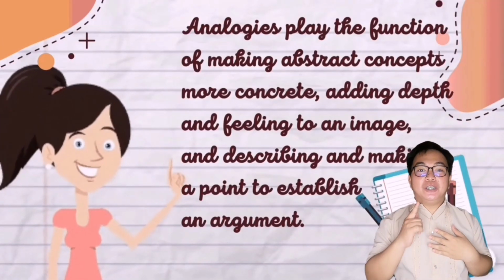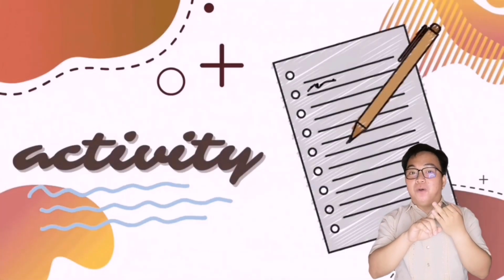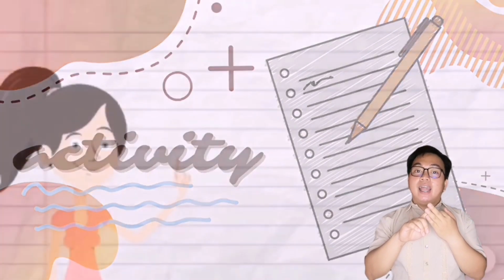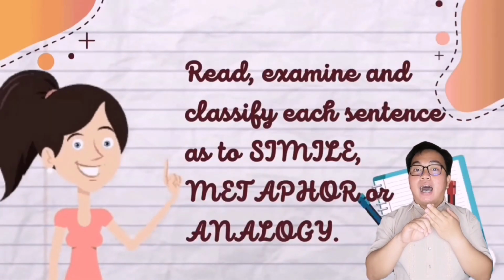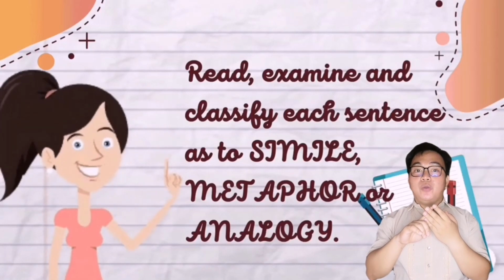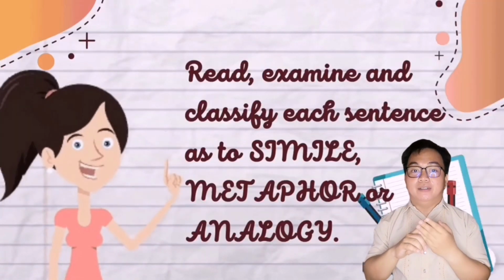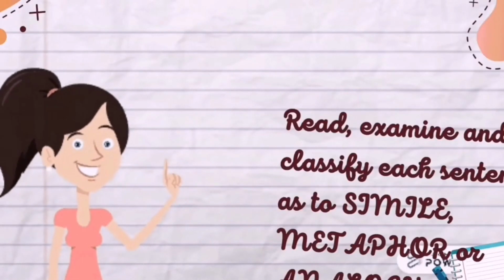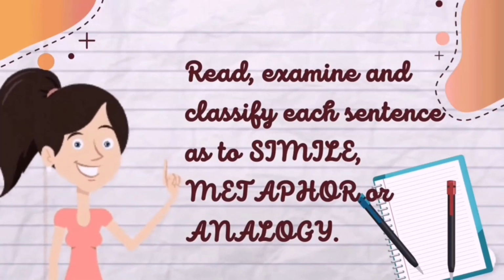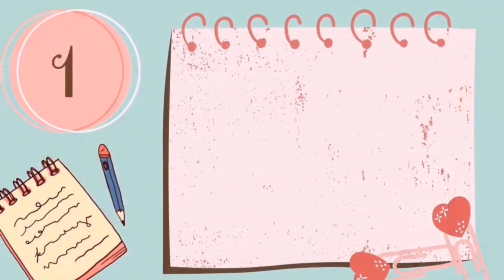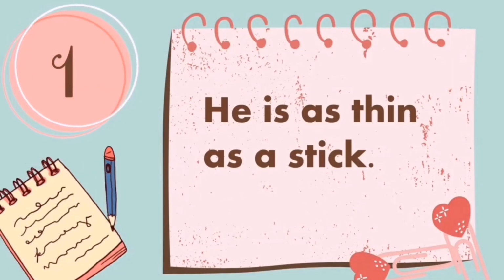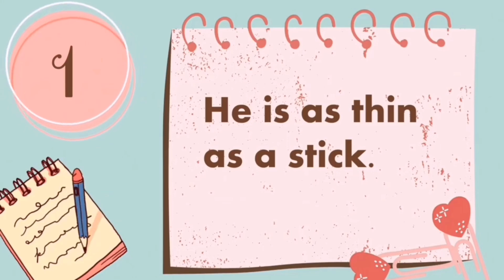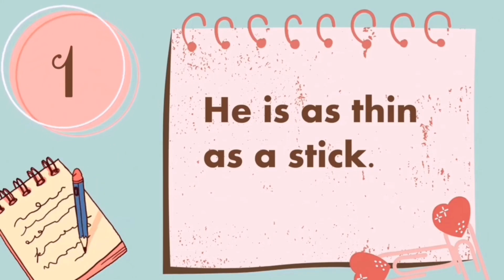Okay, class, now that you know the difference between simile and metaphor, now that you know that analogy is a kind of rhetorical device, and now that you know that there are two types of analogy, we will now proceed with our learning task 1. For learning task 1, you are going to read, examine, and classify each sentence below as simile, metaphor, or analogy. You are going to write your answers in your notebook.